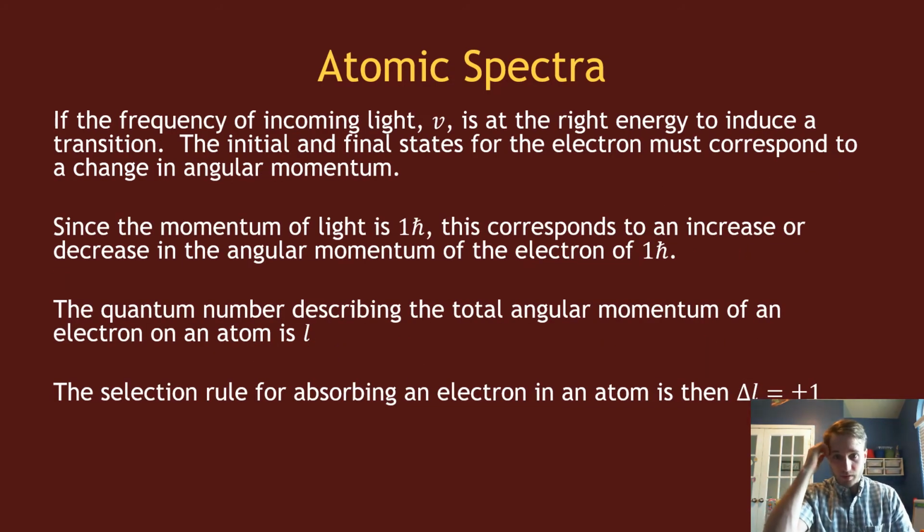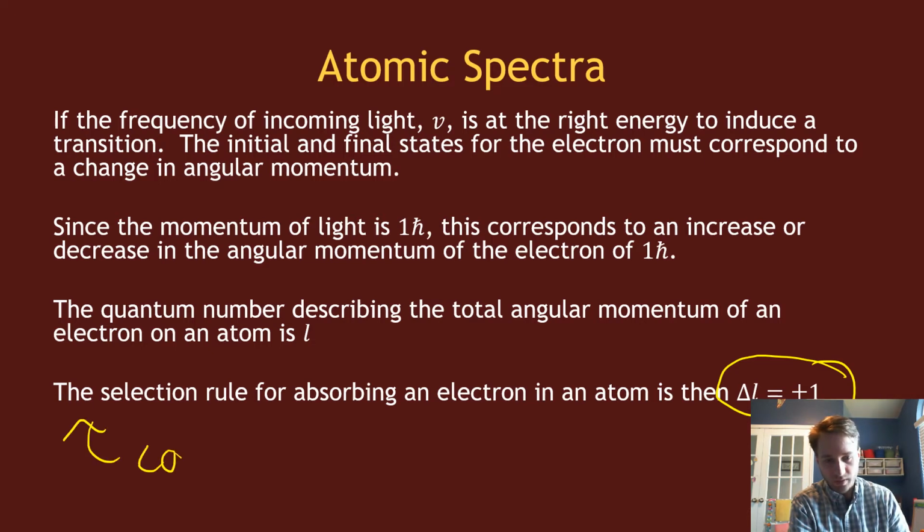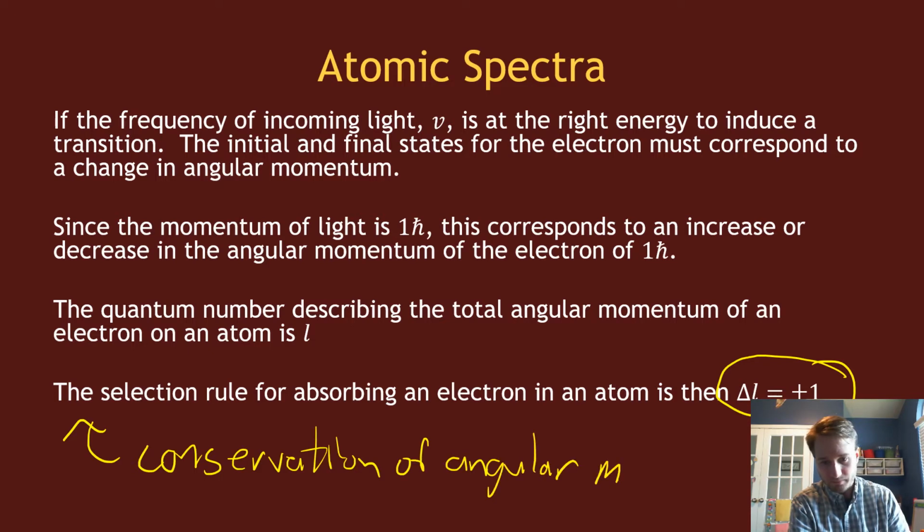And so for me to create 1 angular momentum or lose 1 angular momentum, that's going to correspond to my angular momentum quantum number L increasing or decreasing by 1. So in order to conserve angular momentum, this selection rule is due to the conservation of angular momentum. That's the selection rule for atomic spectra: your angular momentum has to increase or decrease by 1.